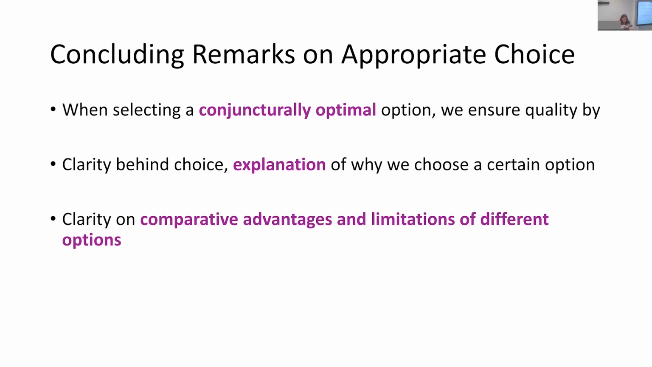So on this theme, just to recap, it's important to clarify the choice, because it's a choice that can change depending on the conditions of the evaluation process. So in a way, it's optimal, but conjuncturally, not in an absolute sense. And then clarity is needed on the comparative advantages and limitations of different options. If there's clarity on this, with explanation provided, I guess that in terms of quality we're not doing badly.